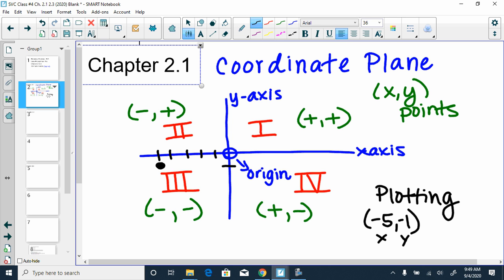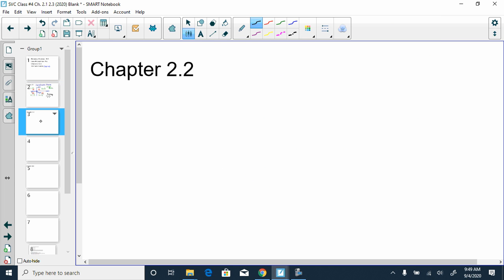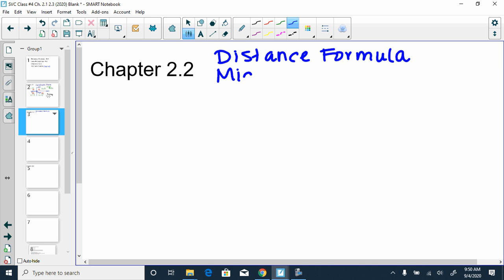It's very simple, chapter 2-1, and it really ties into chapter 2-2. So, yes, we're actually already done with 2-1. Now, 2-2 does tie into that. In chapter 2-2, the big formulas that we're going to look at is the distance formula, and we are going to look at the midpoint formula. Okay, so the 2 main formulas here that are in chapter 2-2.